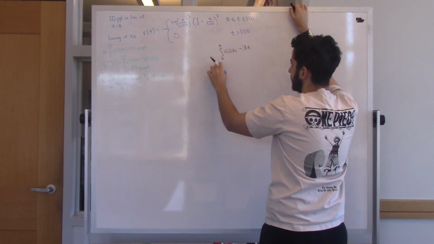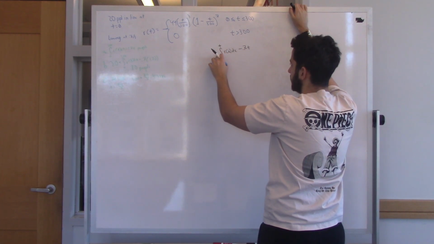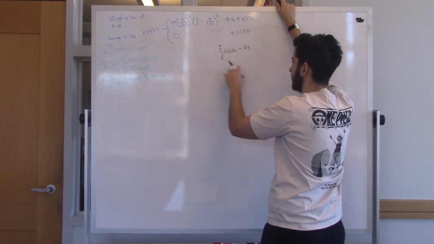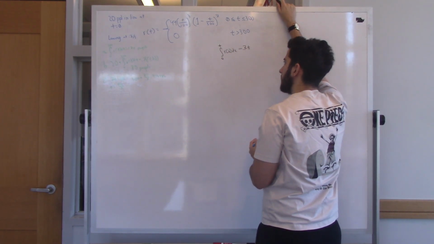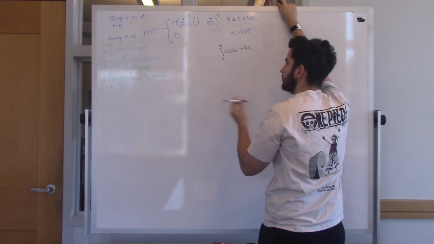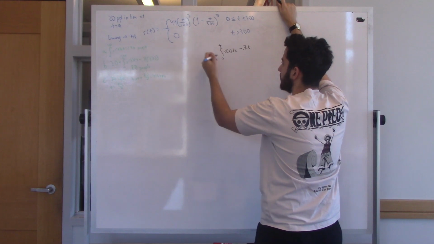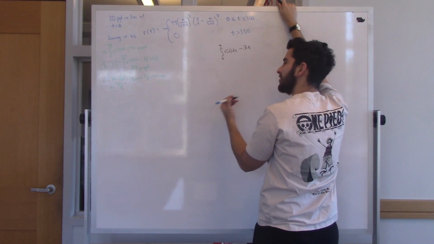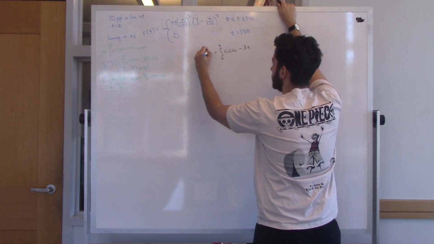And then this integral, we're going to integrate this. We'll get r of t minus r of 0, okay. But hold on, we can't have two unknowns, right? But then you realize r of 0, that's just the amount of people in line initially, so it's actually just plus 20.